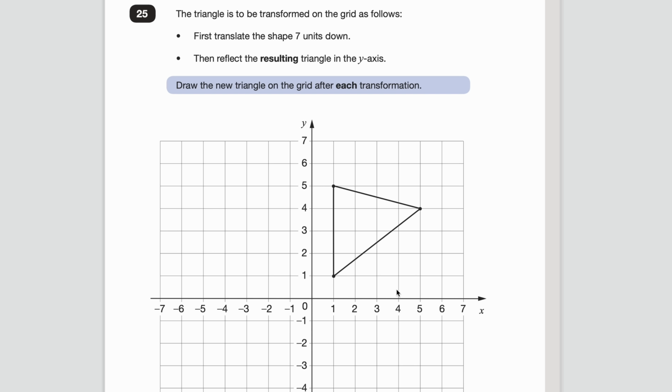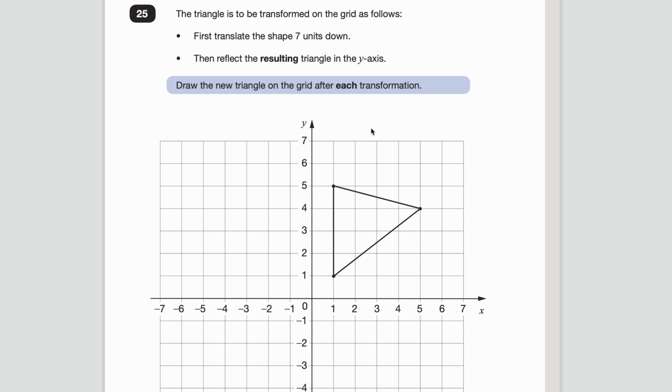Okay, the last question, number 25. The triangle is to be transformed on the grid as follows. First, translate the shape 7 units down, then reflect the resulting triangle in the y-axis. Draw the new triangle on the grid after each transformation. Right, I love these questions.